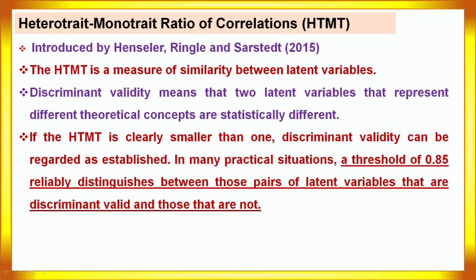So, now coming to the multidimensional aspect of a particular construct we are talking about. Okay. From that point of view, there is one type of validity which we call convergent validity, and another type of validity which we call discriminant validity or divergent validity.